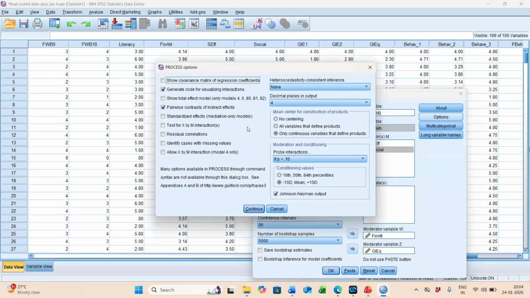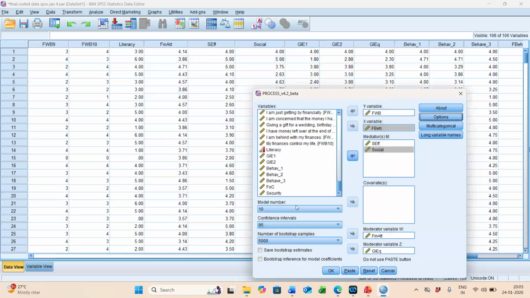Only continuous variables are being used. Conditioning values: minus 1 standard deviation, mean. I'm not applying Johnson-Neyman output because it will give a very lengthy table that is not so useful for this case. Okay, continue. Let's try.